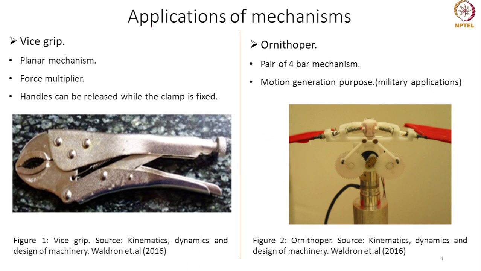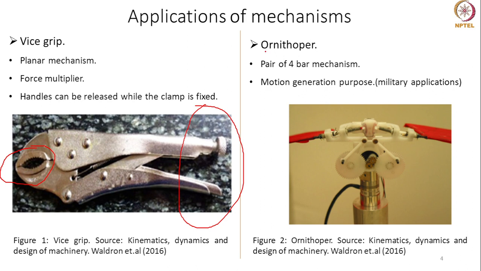I would like to discuss a few applications of mechanisms. The first one is a vice grip. You can see a vice grip on the left side of the screen. We hold the vice grip here and we clamp whatever object we need at this end. So this is actually a force multiplier. We know that the mechanical advantage of such machines is more than one for force multipliers, which we'll come to know in later stages.